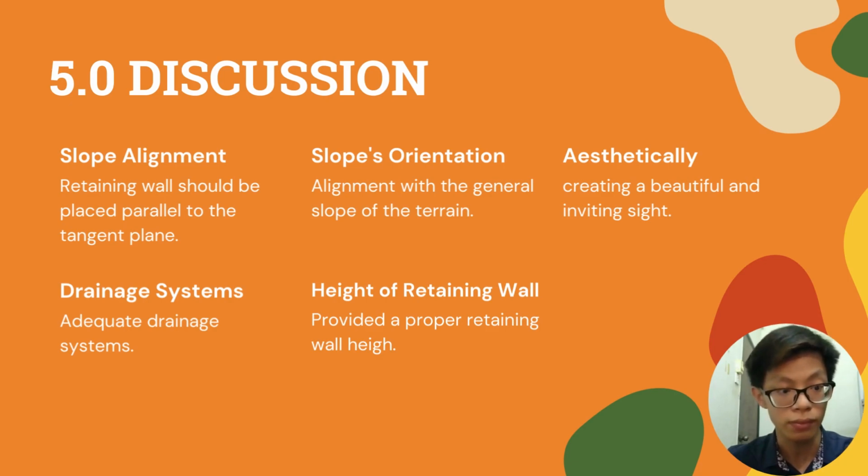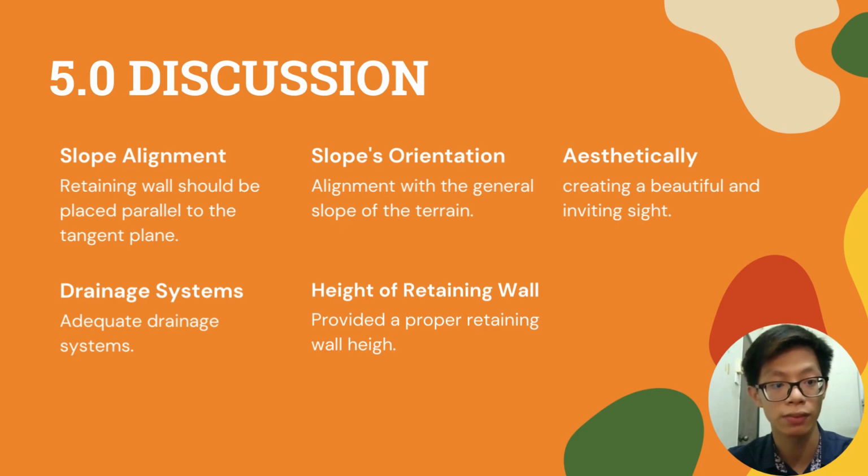Next, the tangent plane can also be used to structure the retaining wall in a visual appearance manner by matching the retaining wall with the tangent plane. A smooth and natural transition between the wall and slope is made possible. The wall seems to blend in with the surroundings by following the natural contour of the landscape.